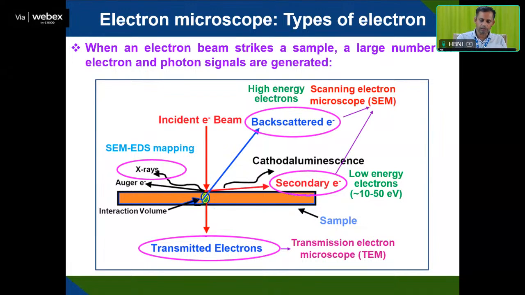When an electron beam is incident on a material, it interacts with a particular electron volume, and there is a possibility of generating secondary electrons as well as backscattered electrons. These are used in the scanning electron microscope, and the electrons that are transmitted through the sample are used in the transmission electron microscope. In addition, there are other possibilities: X-ray generation, Auger electron generation or cathodoluminescence. But we will mainly focus on the scanning electron microscope, which uses backscattered and secondary electrons, and second, the transmission electron microscope, which uses transmitted electrons.